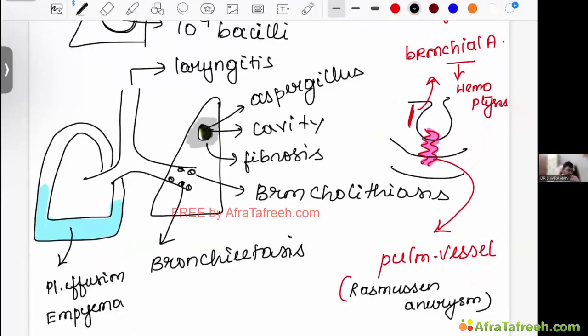See, there is a cavity. The cavity will be filled with aspergillus, an aspergilloma. The surrounding area may go for fibrosis. The patient can have bronchiectasis, broncholithiasis. These are multiple presentations of tuberculosis.